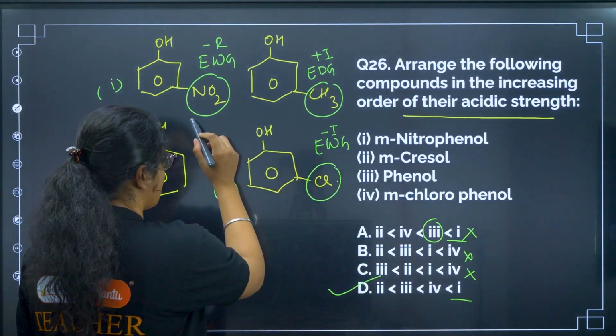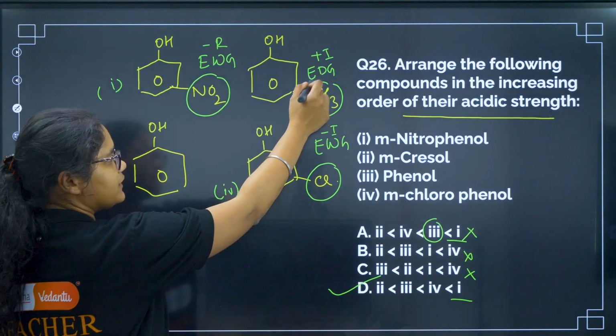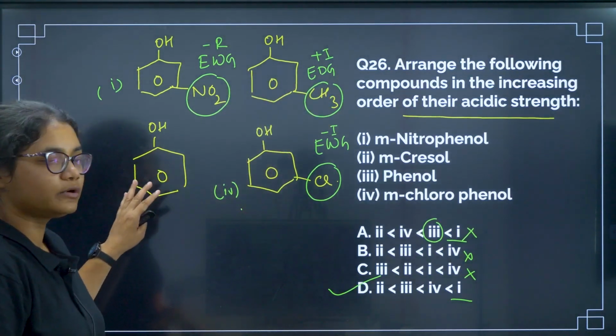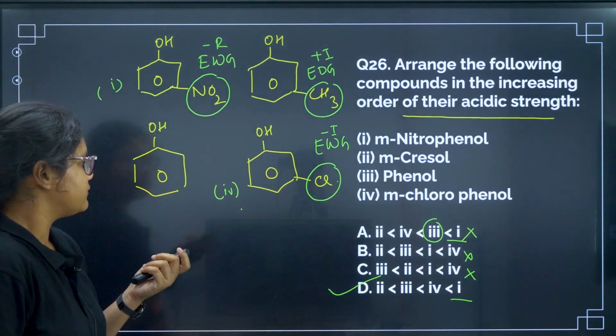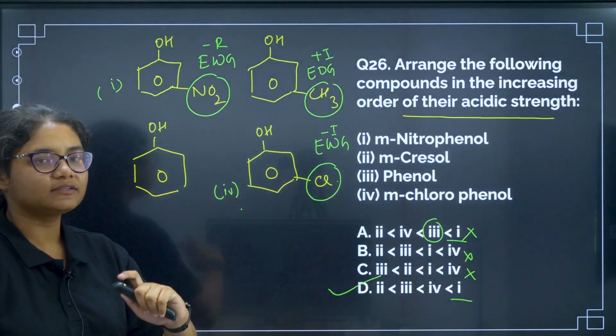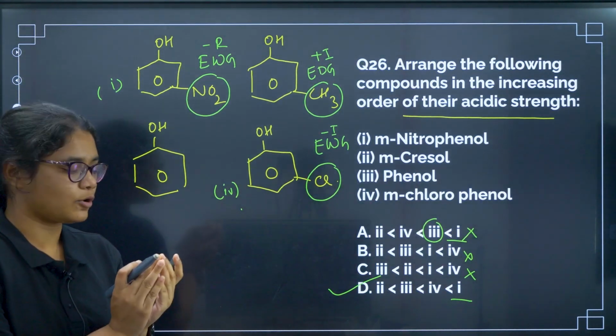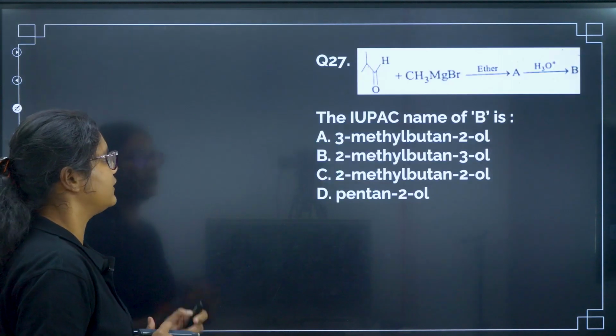So we'll get first 1, then 4, then this one is decreasing the acidity. This is neutral. So next will come your 3 and then will come 2. Okay. So very important, many questions are asked from acidic strength. Prepare this topic thoroughly. Next.